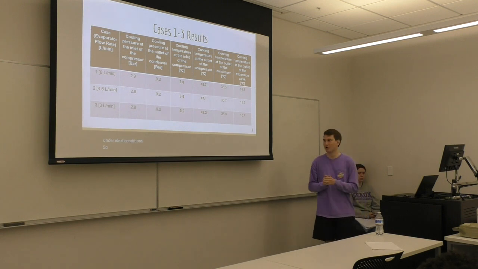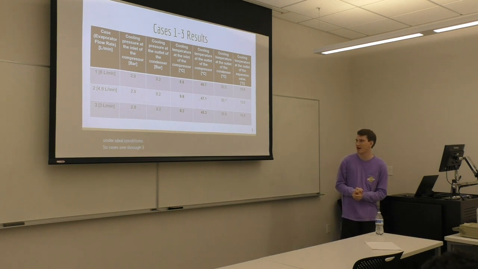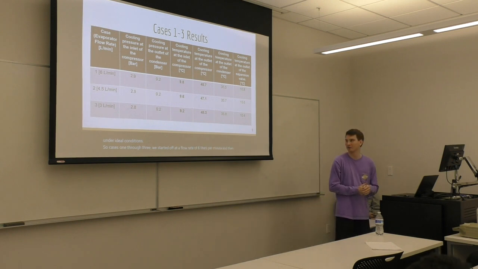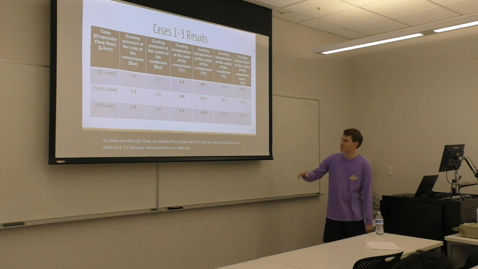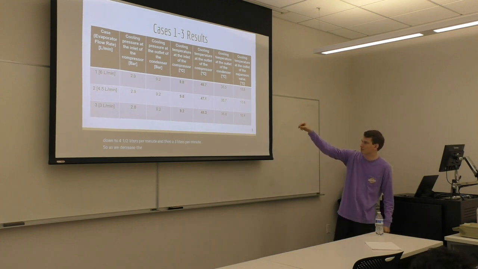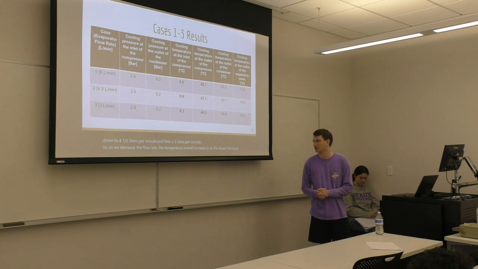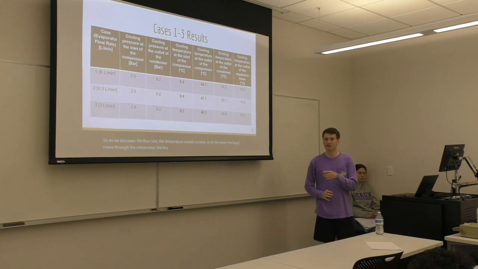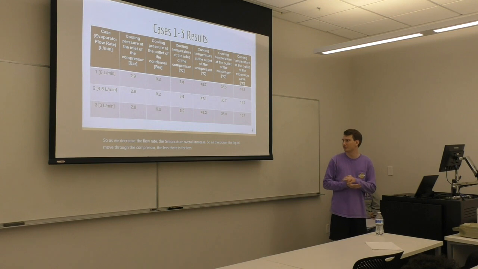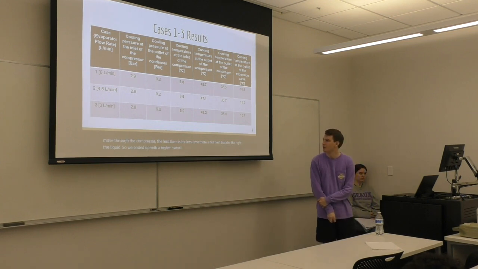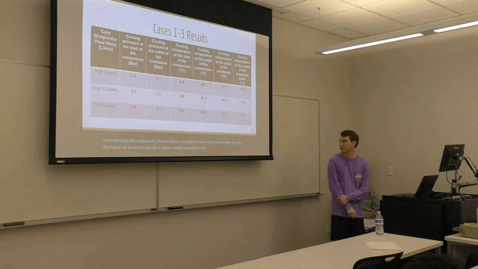So for cases 1 through 3, we started off at a flow rate of 6 liters per minute and then moved down to 4.5 liters per minute and then 3 liters per minute. As we decreased the flow rate, the temperature overall increased. The slower the liquid moved through the compressor, the less time there is for heat transfer throughout the liquid. So we ended up with a higher overall temperature at 3 liters per minute.